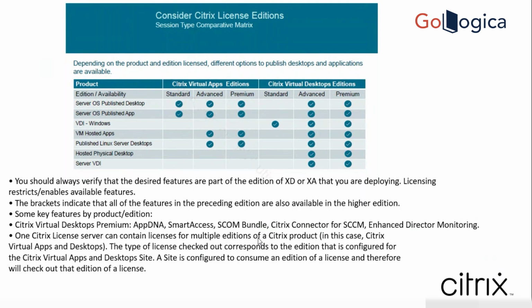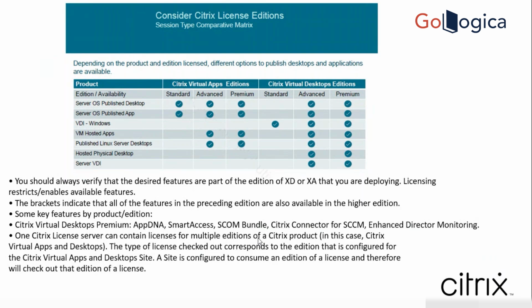In standard edition, you will get the feature of server OS public desktop and server OS public app. In standard, you get only these two features. In advanced, you get all these features plus extra features, like VM hosting application and publish license server desktop. In premium license also you get all this.